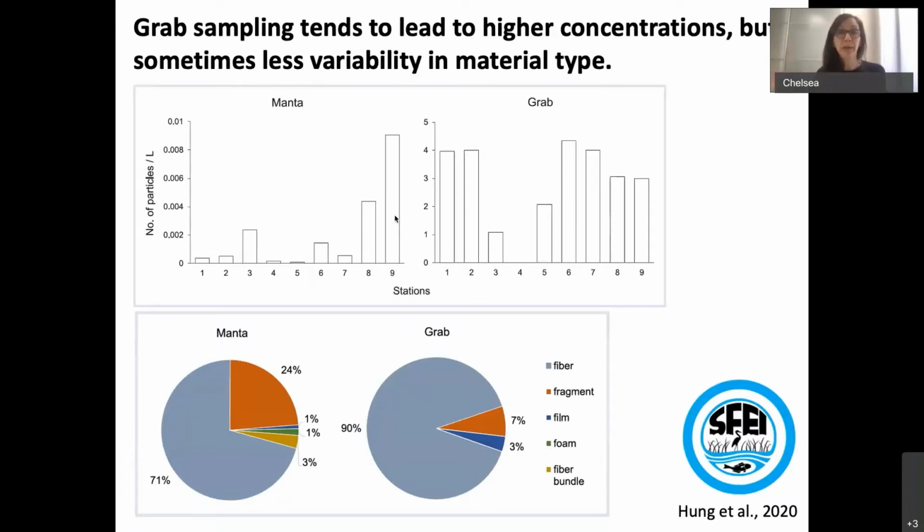Now, this may be because simply of the mesh size, but it's something to further be explored. When you have a smaller volume grab sample next to a Manta, we tend to find that the Manta is more representative of the shapes and morphologies and types of plastics we see in the environment. However, we've been doing a systematic review and meta-analysis comparing these two methods, and with a high enough volume for a grab sample, these can be equal. But I think if you're taking grab samples, the take-home message is make sure you take enough volume.